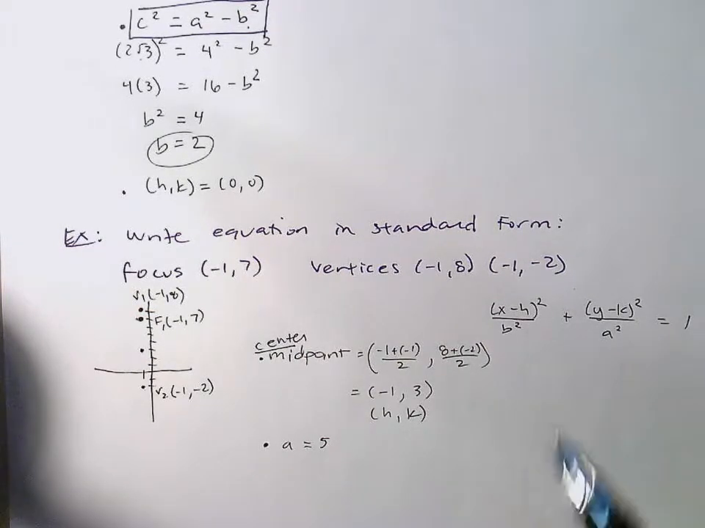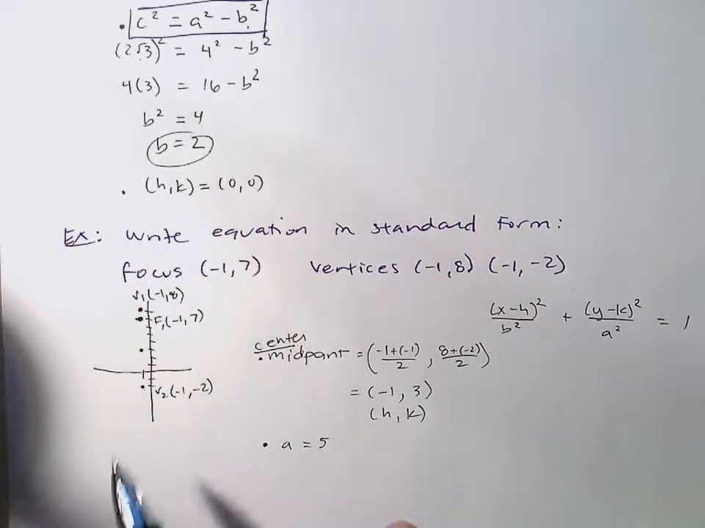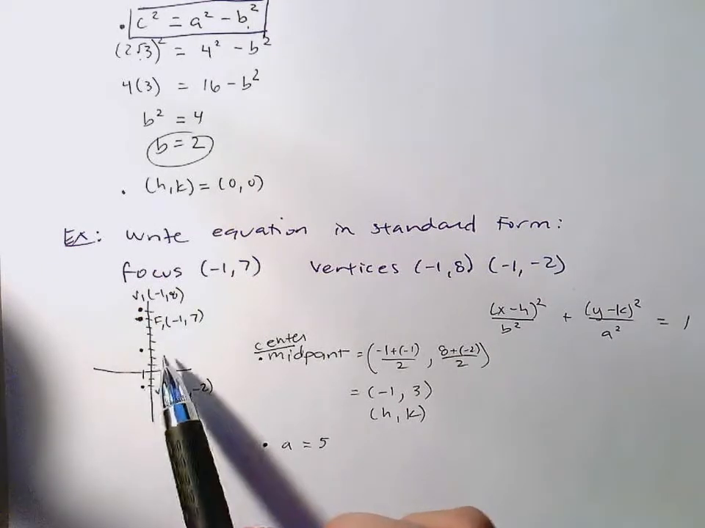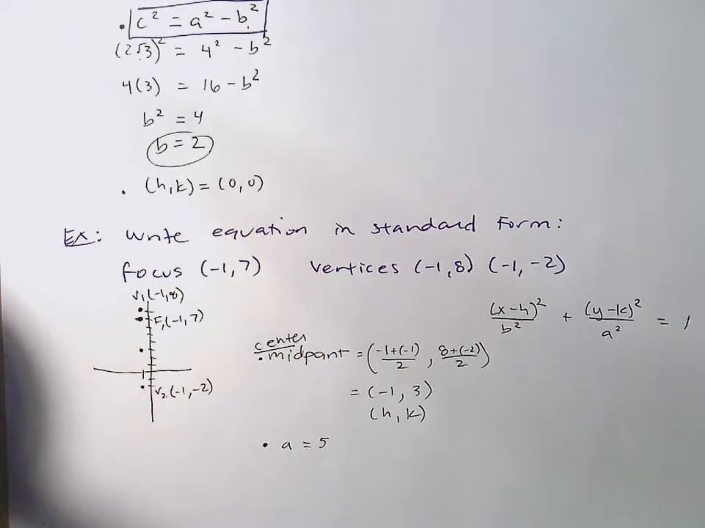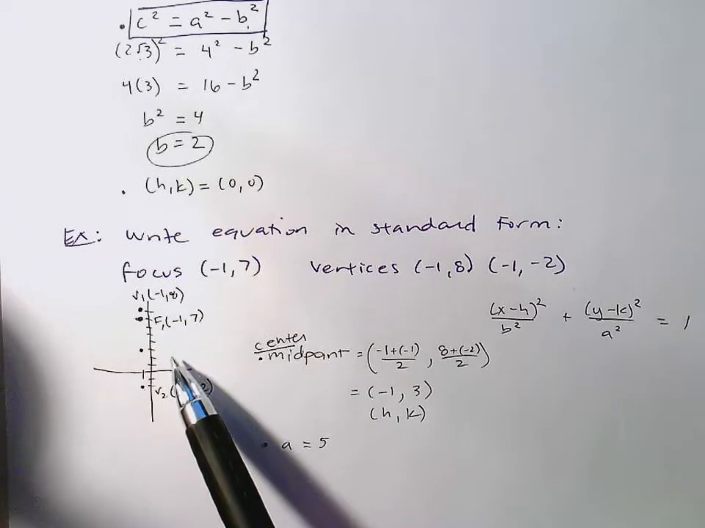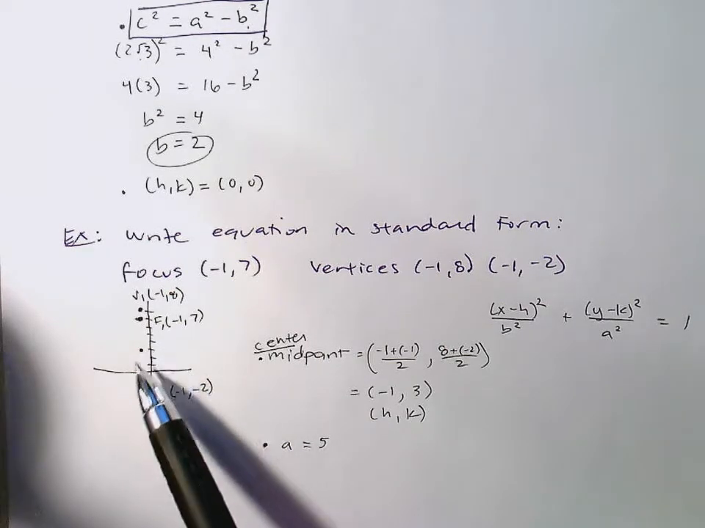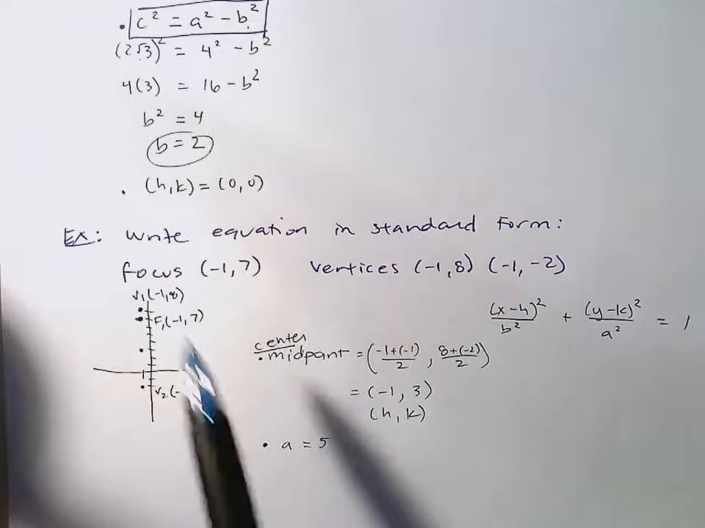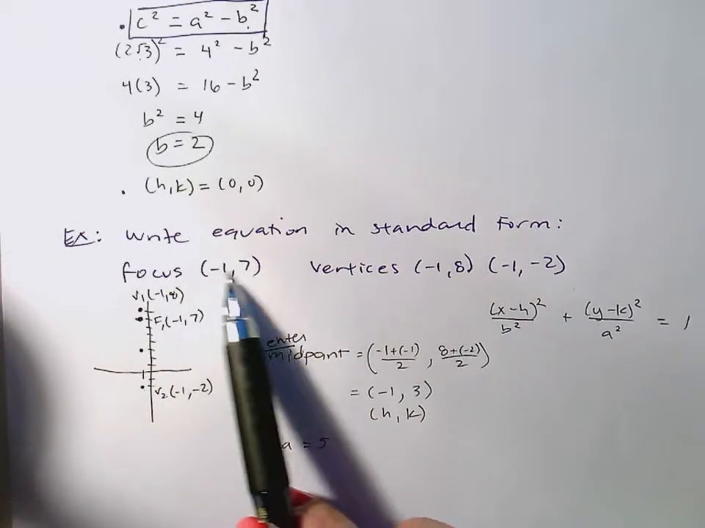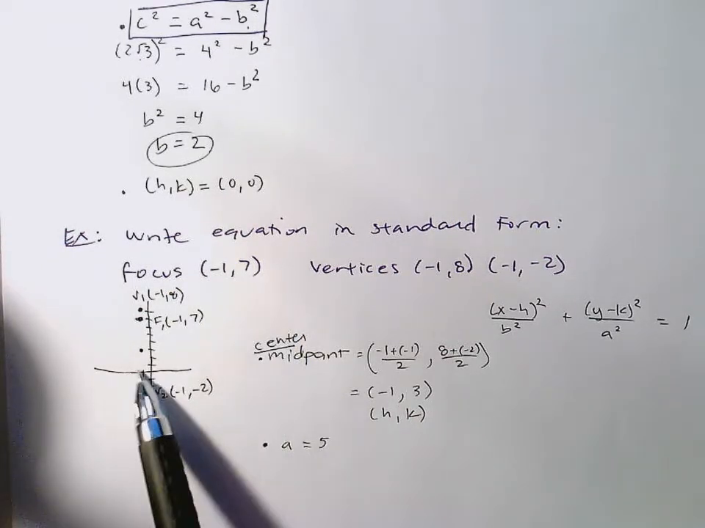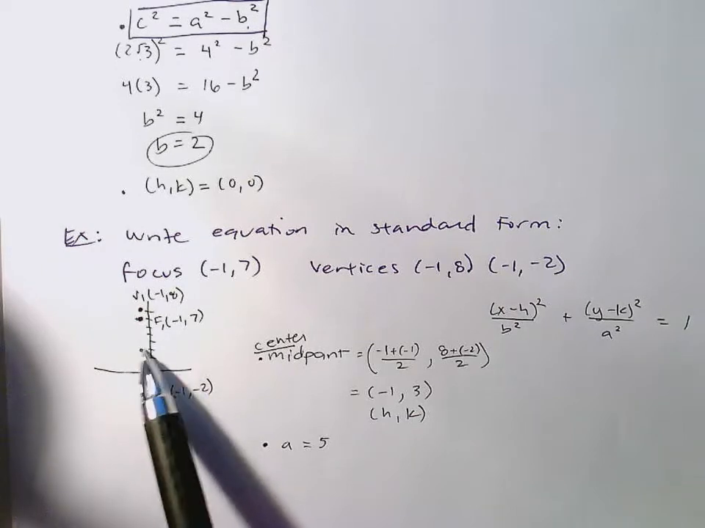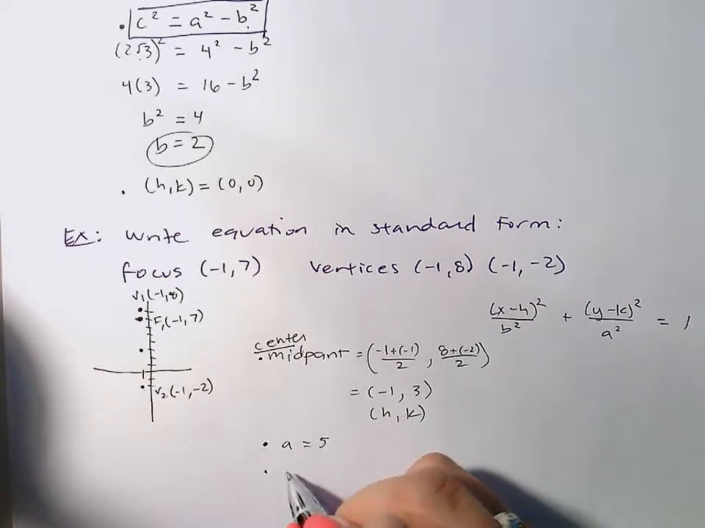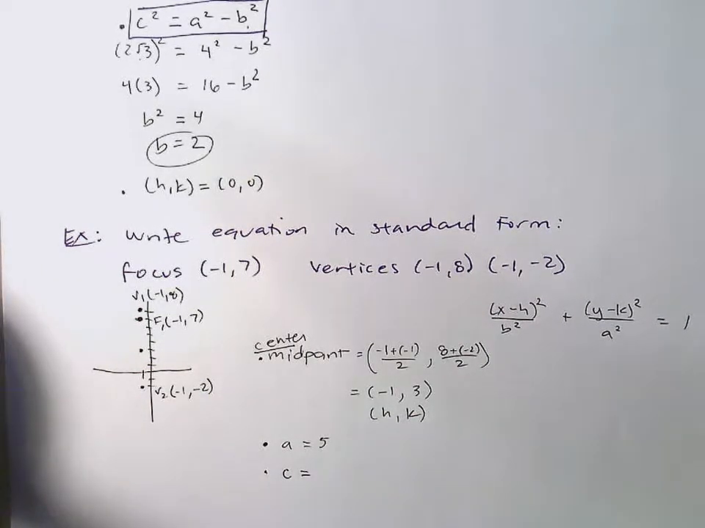And now we're also going to need b, but I don't have another point on the minor axis. Otherwise, if I had a point on the minor axis, I would just find the distance between that point and the center. In this case I don't, but I do have a focus. Remember that the relationship between the focus and the center is that the distance between them is equal to c. So let's find c first, and then we can find b.